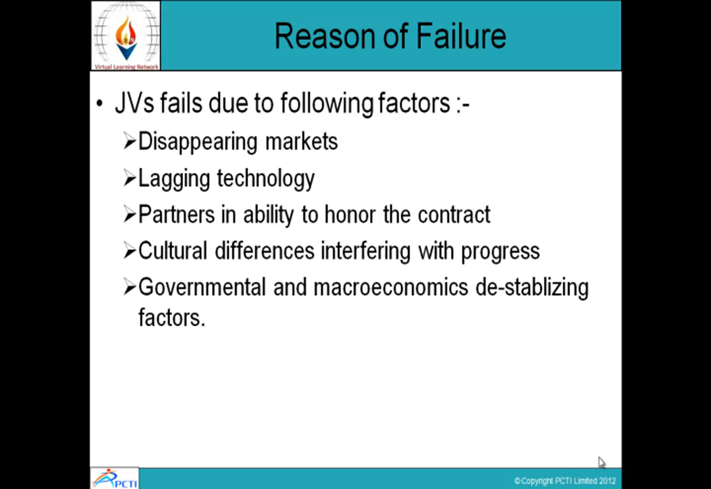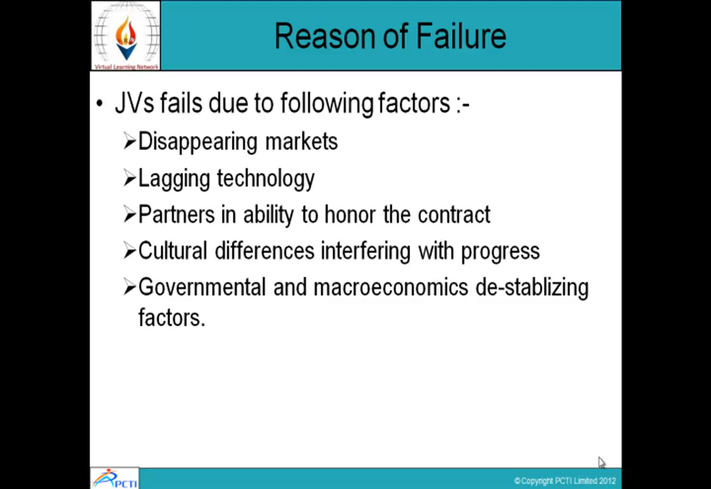Now, why are joint ventures failures? Why do they fail? They fail because of disappearing markets, in the sense that the joint venture was established to cater to a market with a high rise in demand for a product A. Since that market has started disappearing, the joint venture fails because it has reached a saturation level. Another reason is lagging technology. If the technology used in the joint venture is not up to date and is lagging behind, then the joint venture fails.